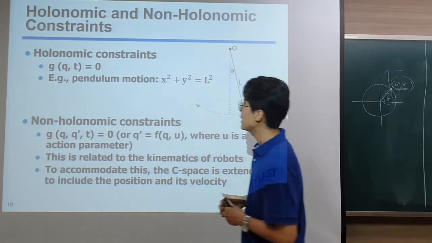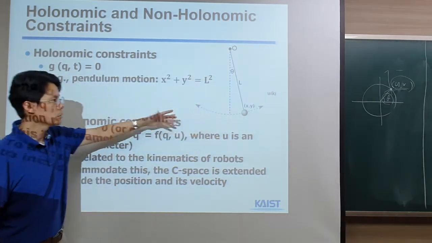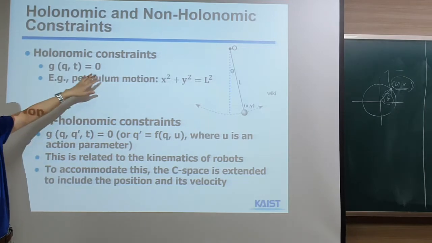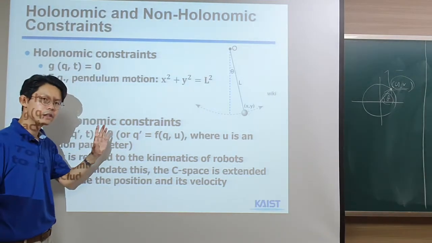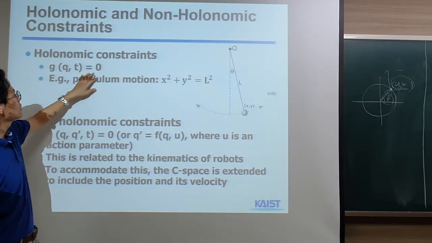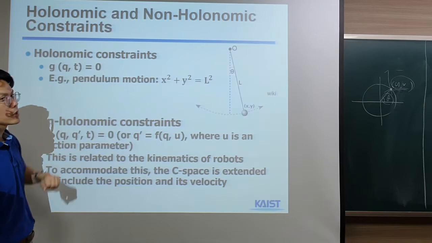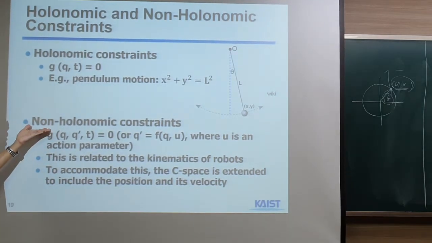Then, if we can represent the motion equation of your robot or a certain object as a function of q and t, where q is mainly position or orientation, as in this example, we call it a holonomic constraint. Then what is the non-holonomic constraint?